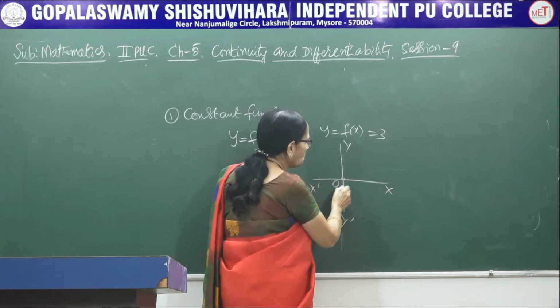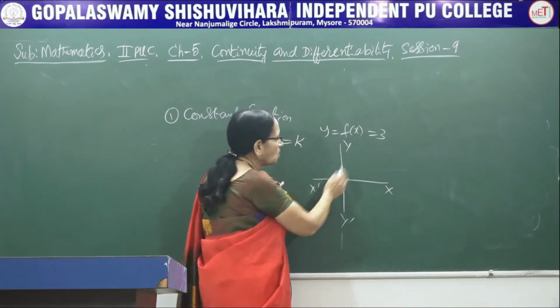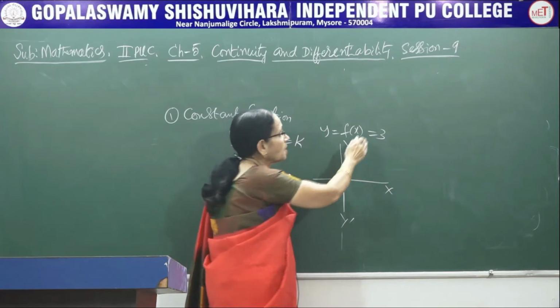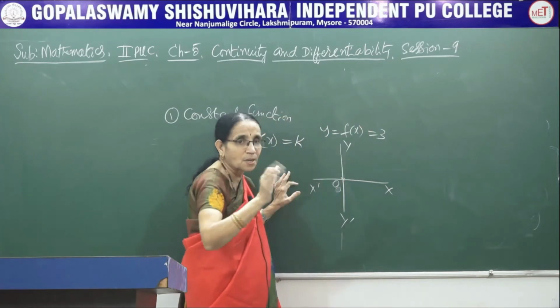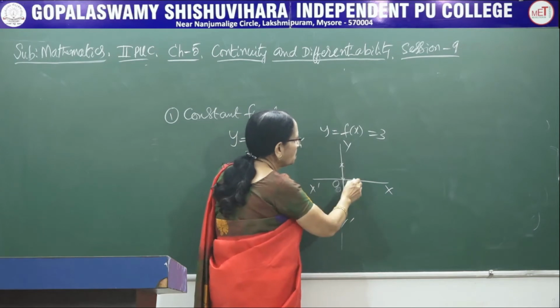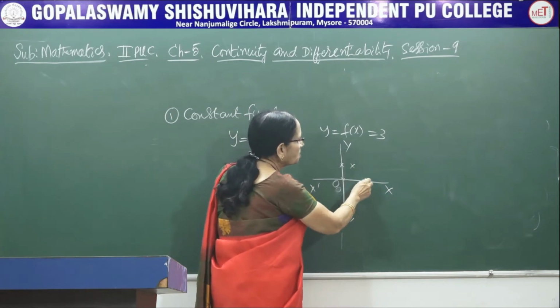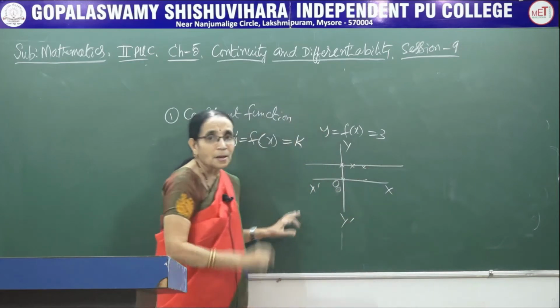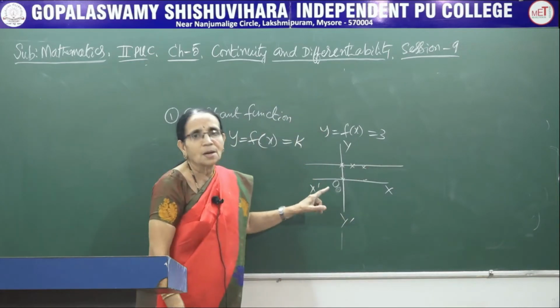Suppose I give the value 0. When x is 0, y would be 3. Irrespective of the value of x, it remains a constant always. That is why it is called a constant. When x is equal to 0, y is 3. When x is 1, y is 3. When x is 2, y is 3. So if you join all of them, now what are you getting? A straight line parallel to the x-axis.